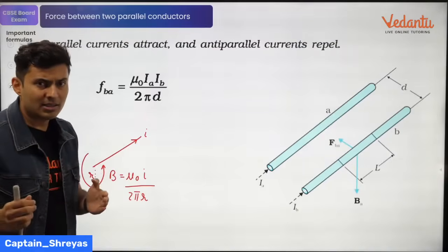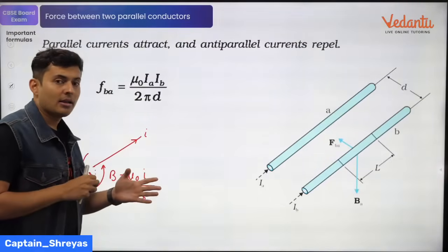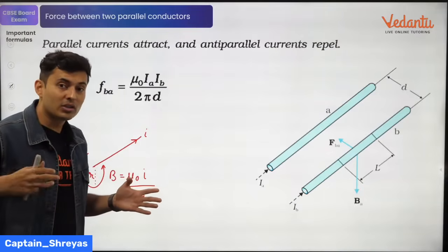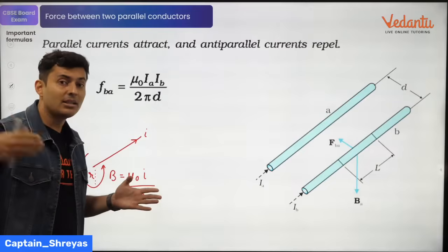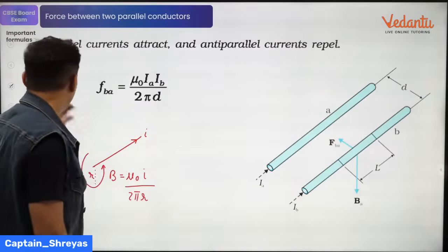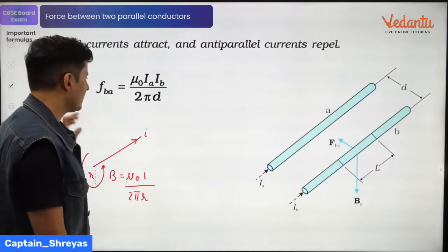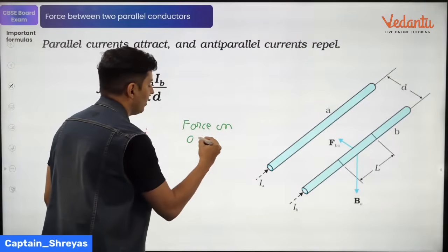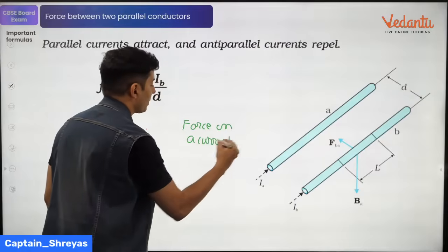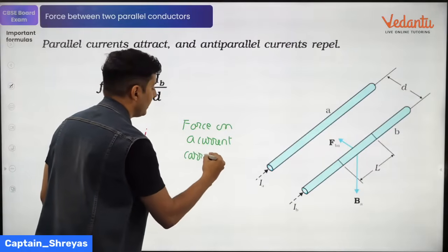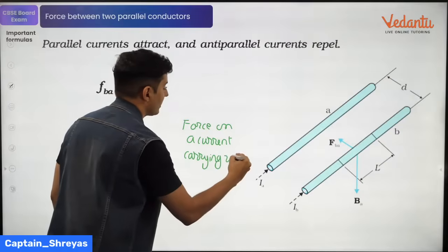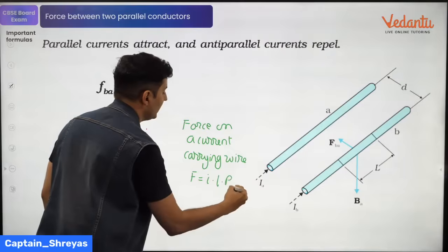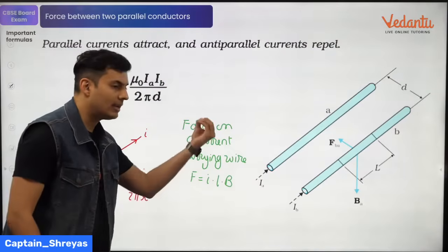Then what happens is the field of one guy applies force on the current which is being carried by the other guy. Now the formula which you should remember is this one, guys. The force on a current carrying wire is given by current into length into magnetic field, I L into B.